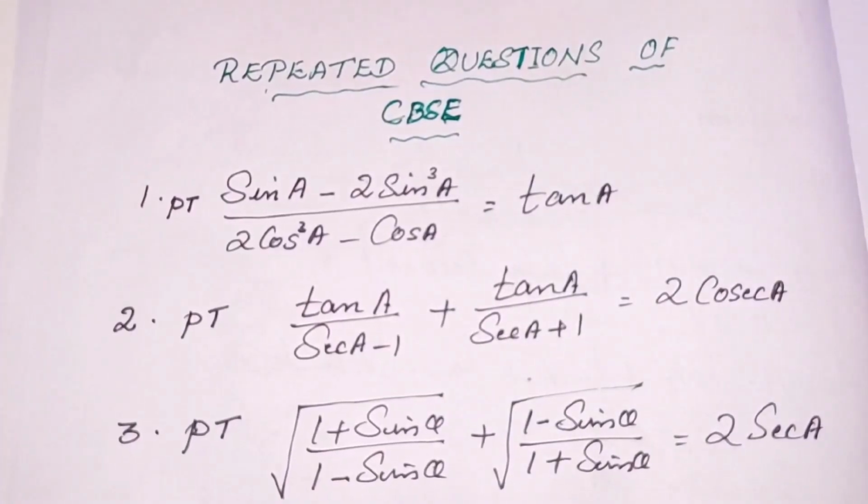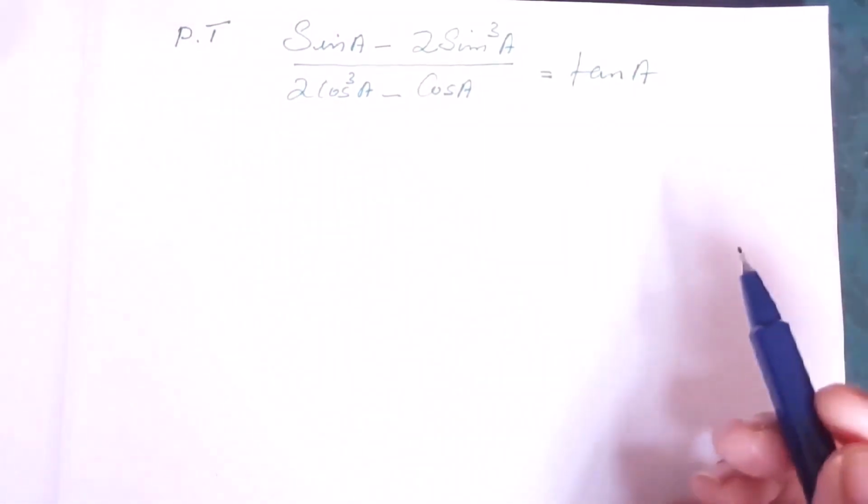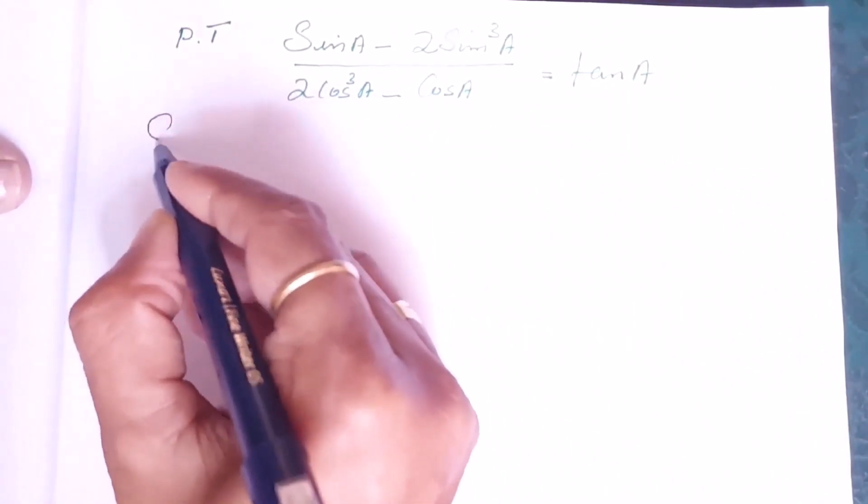Hi everyone, in this session we will see some repeated questions of CBSE from the chapter trigonometry. Let's get started. The question is, prove that (sin A minus 2 sin cube A) upon (2 cos cube A minus cos A) is equal to tan A. Okay, shall we do this sum? Solution.